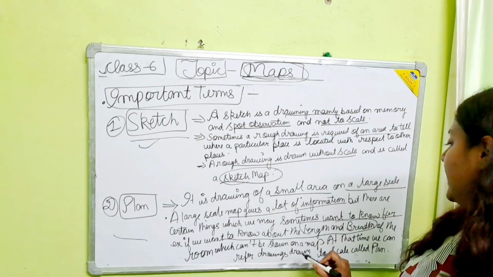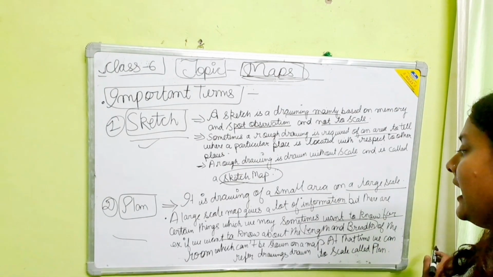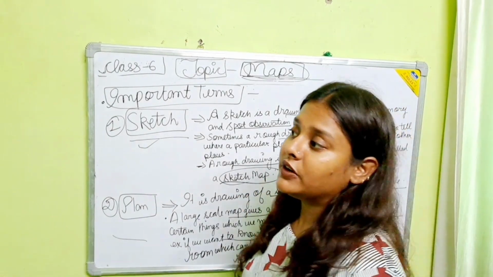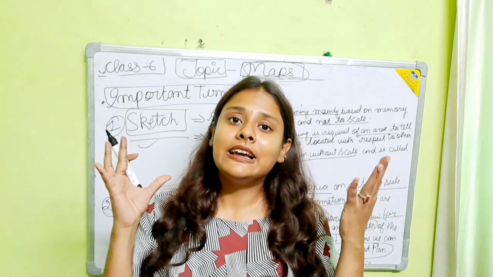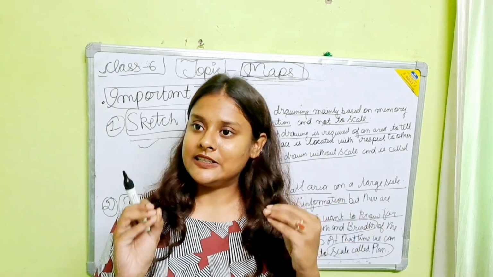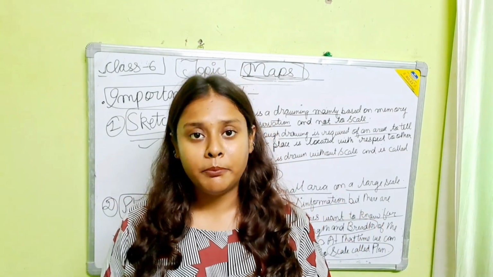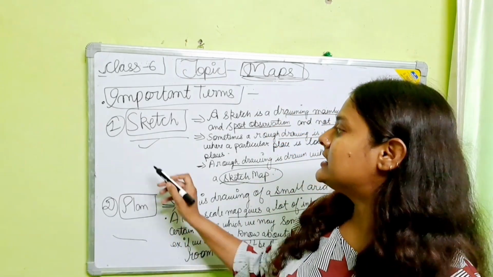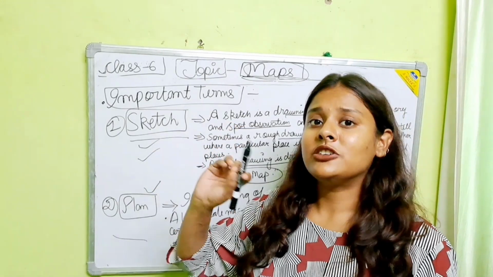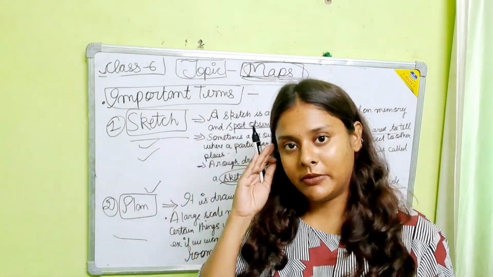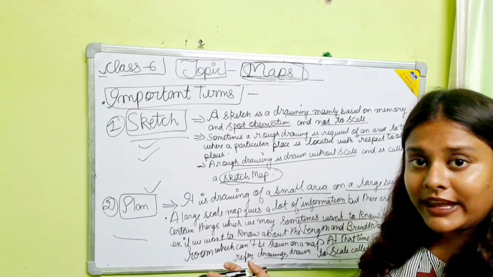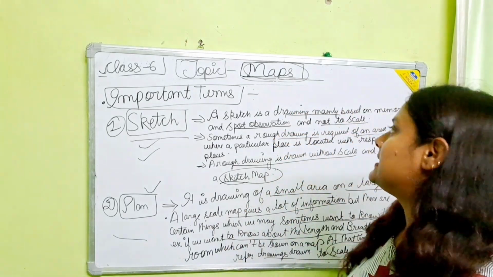It can't be shown on a map. At that time, we refer to drawings drawn to scale, called plans. What are plans? The drawings that consist of scales are called plans. I hope it is clear now what a sketch is and what a plan is. A sketch doesn't have any scale and is a rough drawing basically based on your memory and spot observation, whereas a plan is a drawing with a scale. I hope it is clear now.